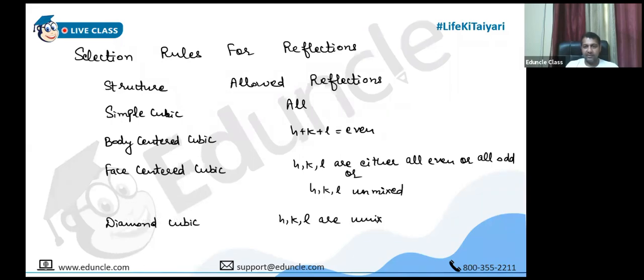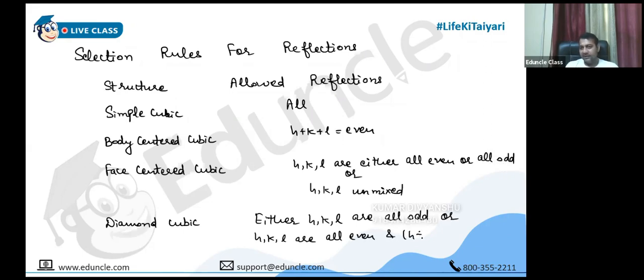Now, unmixed means either all even or all odd. There is one more condition on the even ones: either they are all odd, or if H, K, L are all even, then this sum should be divisible by 4. That's why I've written "and". It means if all of them are even, then their sum should be divisible by 4.